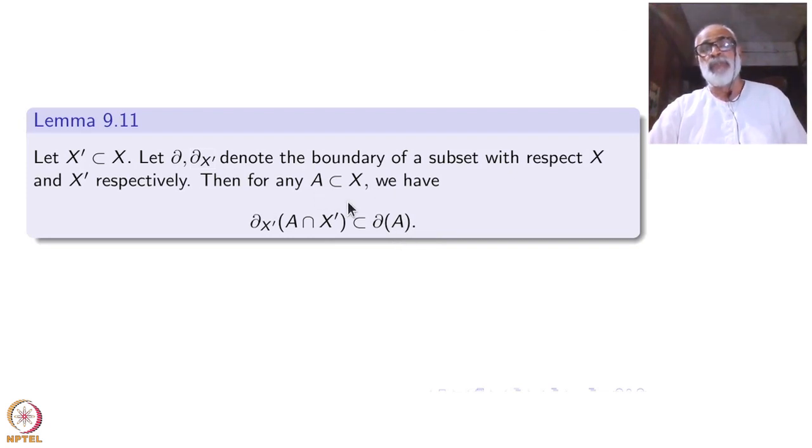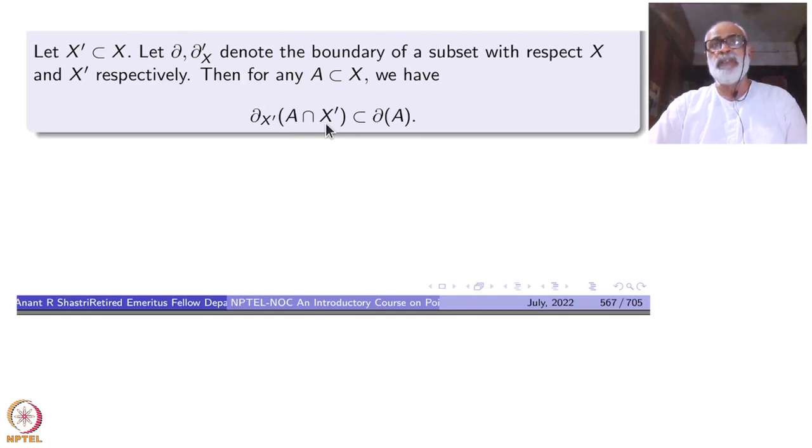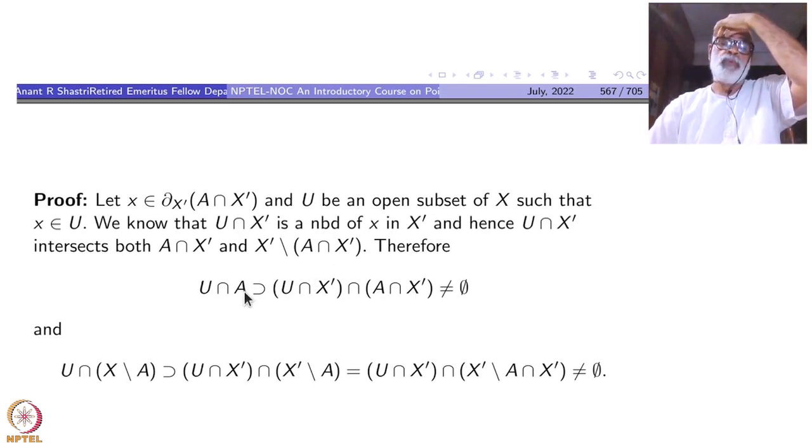So this is an elementary result which you have seen in the first part itself, but now it becomes very crucial. So let us go through it a little carefully. Take a point x which is in the boundary of A intersection X prime in the subspace X prime. We start with that. Take an open set U of X such that x is inside U. We know that U intersection X prime is a neighborhood of x in X prime, and hence U intersection X prime intersects both A intersection X prime and its complement inside X prime, because it is a boundary point of A intersection X prime. Therefore, this U intersection A, which contains U intersection X prime intersected with A, has to be non-empty. So we have proved that starting with any open neighborhood of x, U intersection A is non-empty.